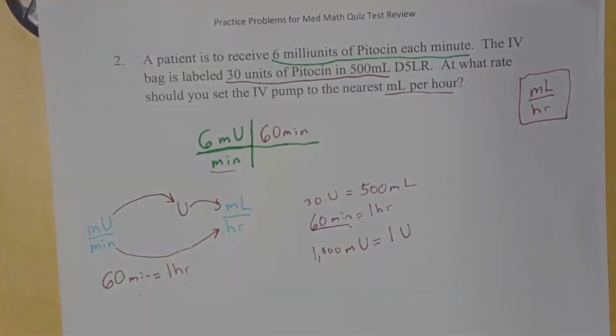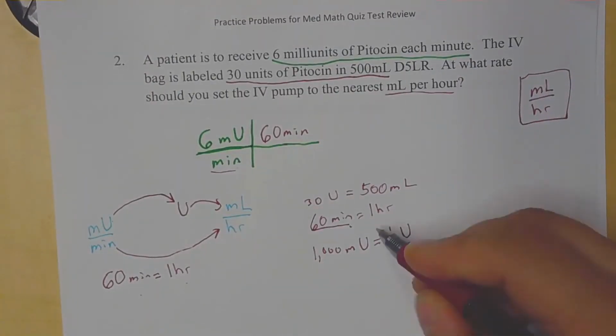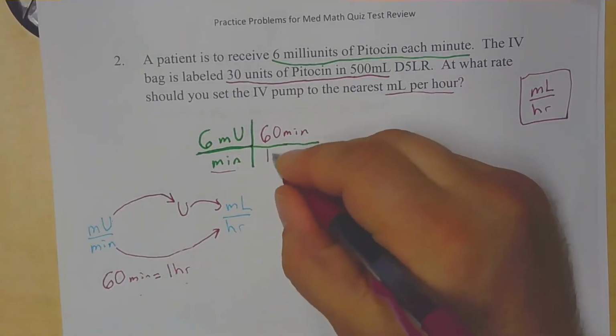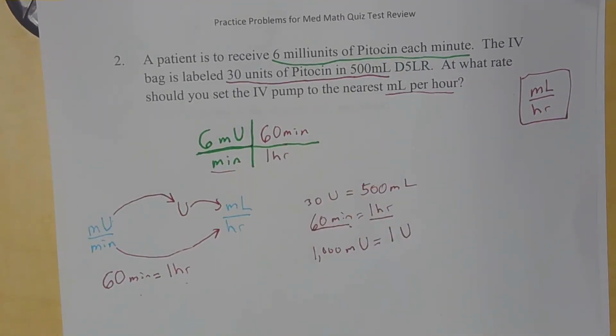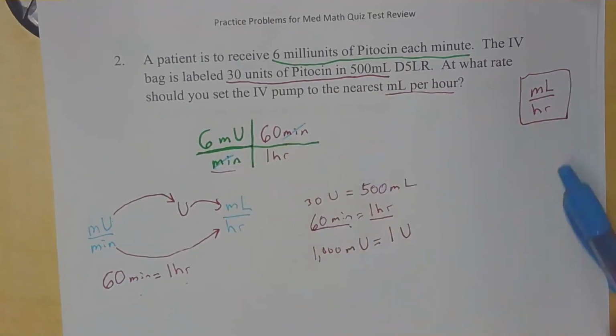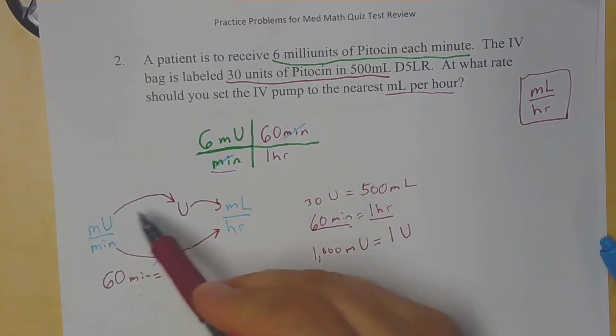It's okay. But I've still got that 1 hour. So I'm going to put that down here. 1 hour. Okay? Now what? Now I always cancel. Don't move on until you cancel. So I've really done this part of my trick. Done. Now I'm going to change milliunits into units.